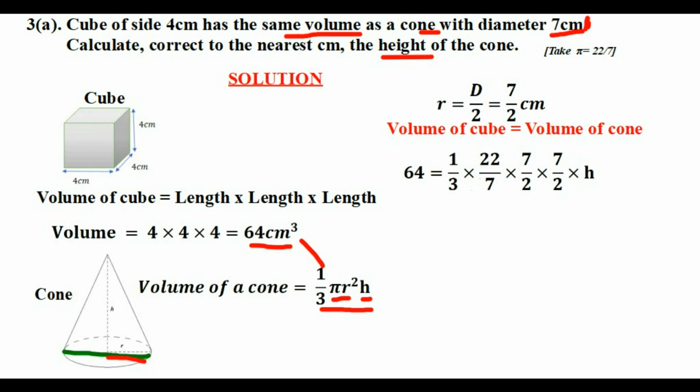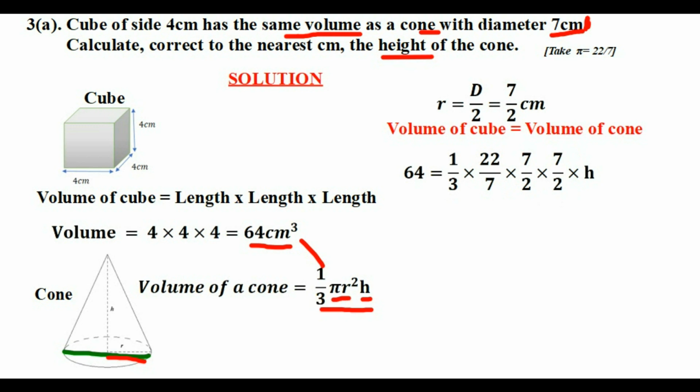Now what do we mean by that? Let me just take a while to explain this. This 64 is the volume of the cube, and this 1 over 3 multiplied by 22 over 7 multiplied by 7 over 2 multiplied by 7 over 2 multiplied by the height is the volume of the cone, as we can see here.